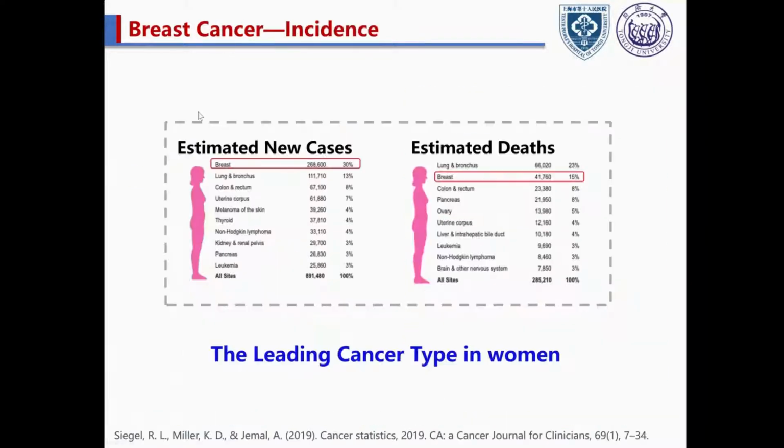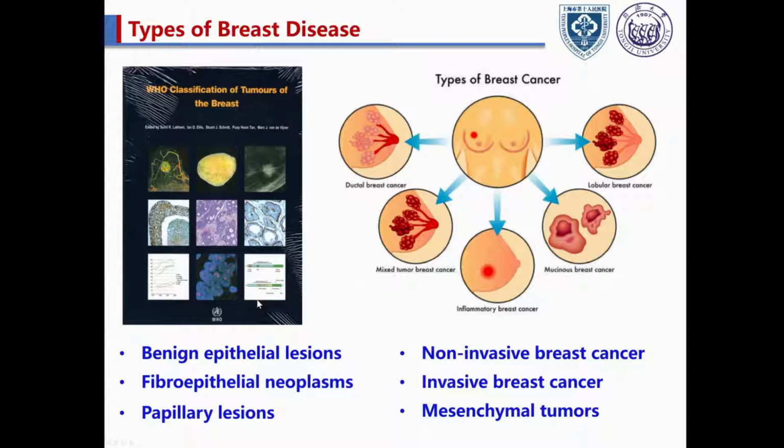And breast cancer is the leading cancer type in women, and it accounts for nearly 30% of cancer cases in women. And types of breast disease include benign and malignant lesions. The benign lesions include benign epithelial lesions, fibroepithelial neoplasms, and papillary lesions. And the breast cancers include non-invasive breast cancer, invasive breast cancer, and mesenchymal tumor.